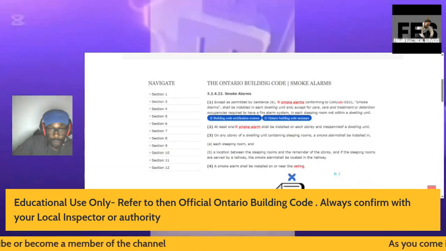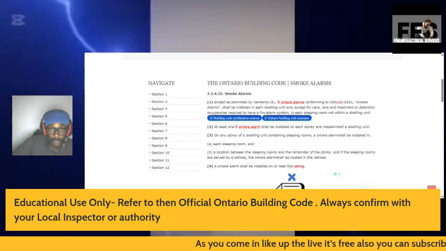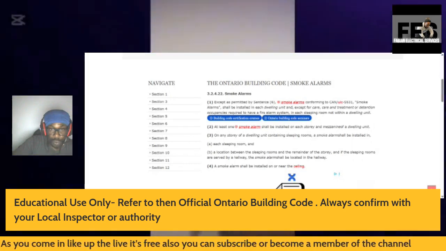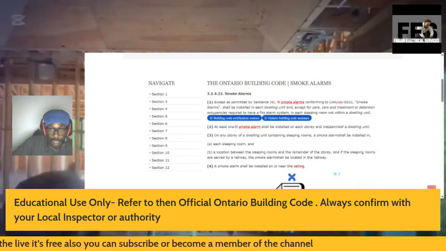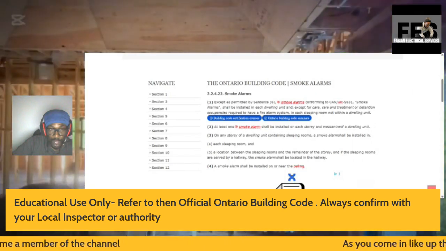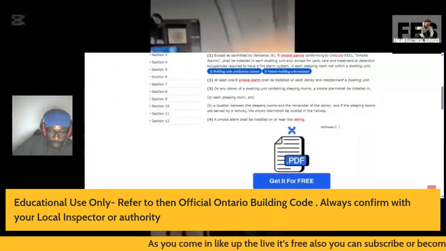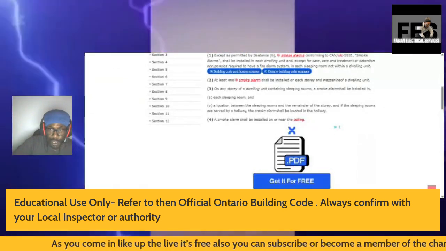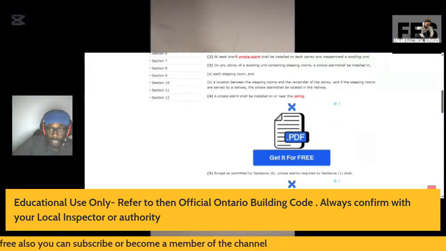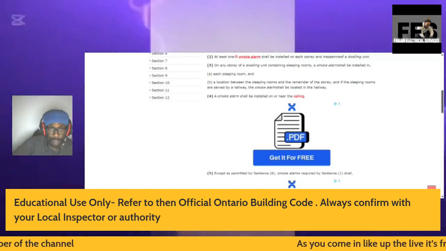Dwelling unit containing sleeping room, a smoke alarm shall be installed in each sleeping room and a location between the sleeping rooms and the remainder of the story, and if the sleeping rooms are served by a hallway, the smoke alarm shall be located in the hallway. A smoke alarm shall be installed on or near the ceiling. So again, on or near the ceiling, there's a little rule there where you can actually install the smoke alarm a little bit below the ceiling, but it has to be within the distance that's given.